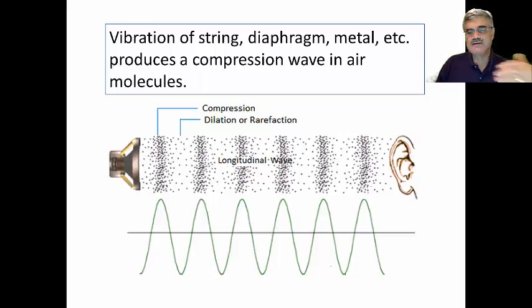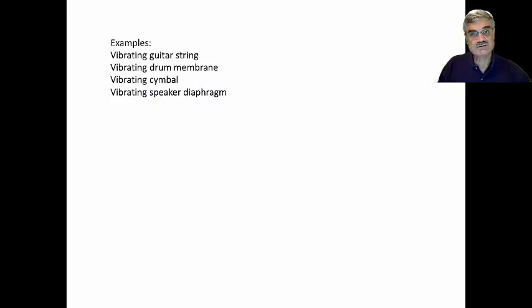Now, if you consider the density of the gas molecules and plot that density versus distance, you can see that that is what can be represented as a sinusoidal wave. So the vibration of a string or a diaphragm or metal can produce these compression zones within air molecules that become this traveling compression wave, or the sound wave. In the next few slides, I'll show you some examples of vibrating strings on a guitar, the membrane on a drum, cymbals, a speaker's diaphragm, to show how these instruments can produce vibrations that can be transmitted to the air molecules.